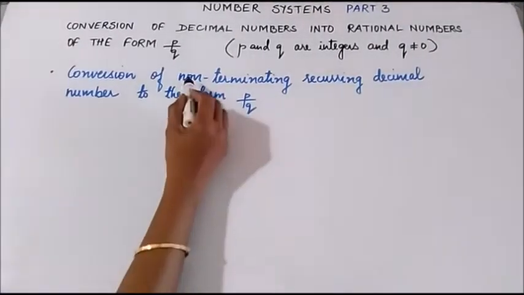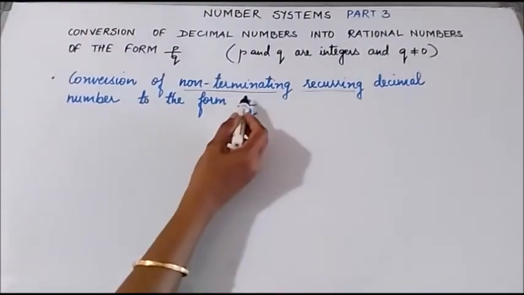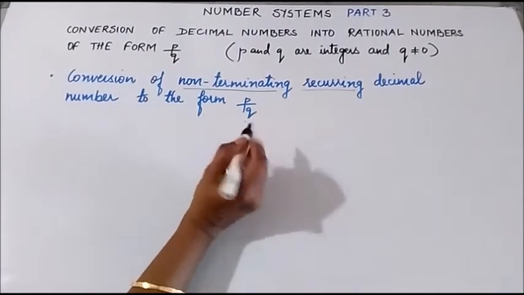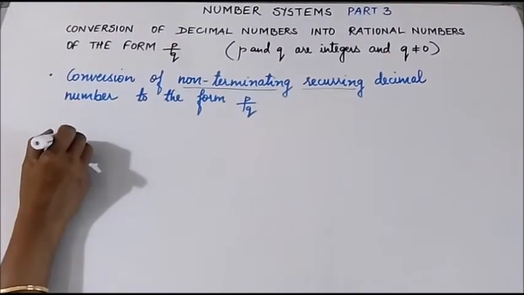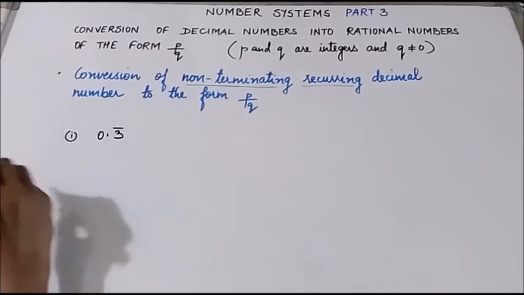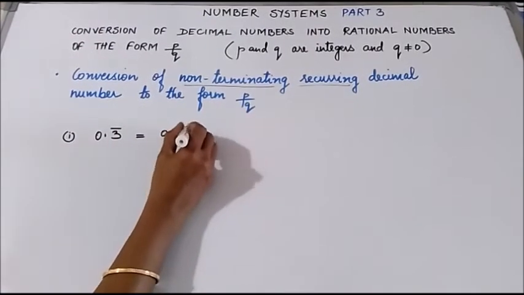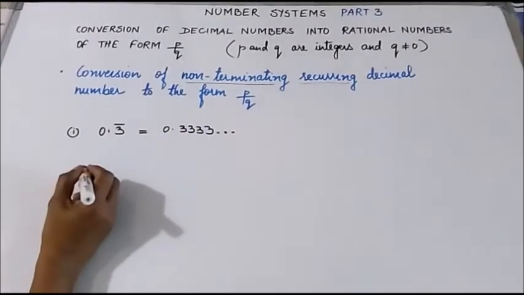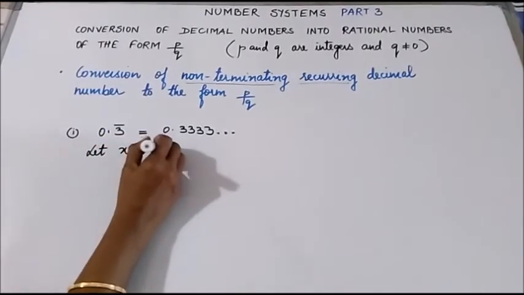The second part is converting a non-terminating recurring decimal number to the form p by q, where p and q are integers and q is not equal to 0. Let us understand by taking some examples. The first one, express 0.3 bar in the form p by q. This can be written as 0.3333 and it continues. First let us assume x equal to the given number.